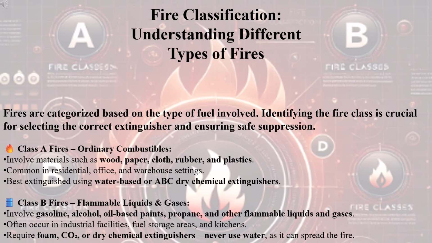Class B fires, flammable liquids and gases, involve gasoline, alcohol, oil-based paints, propane, and other flammable liquids and gases. Often occur in industrial facilities, fuel storage areas, and kitchens. Require foam, CO2, or dry chemical extinguishers. Never use water, as it can spread the fire.